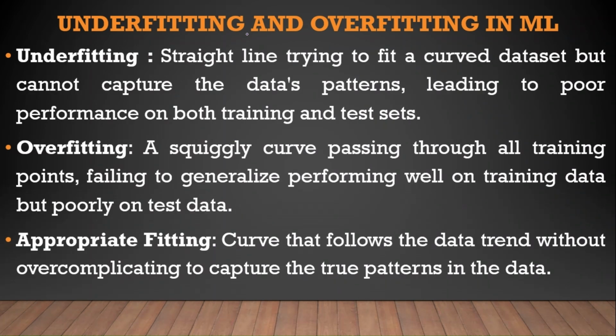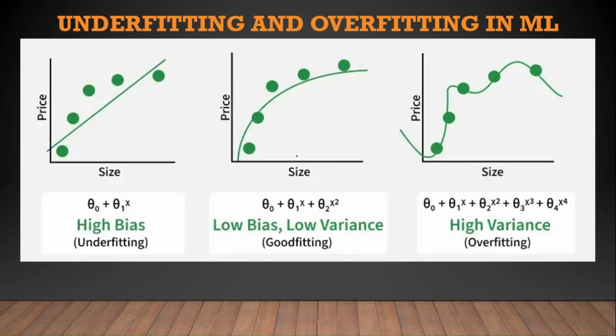Next, we are comparing overfitting and underfitting in ML. Here the straight line tries to fit curved data but cannot capture the data's pattern, leading to poor performance on both training and testing. Overfitting is the curve passing through all the training data points, failing to generalize, and performing well on the training data but poorly on the test data. The approximate fitting curve follows the data trend without excess complexity to capture the pure pattern in the data. You can see the data described in this slide.